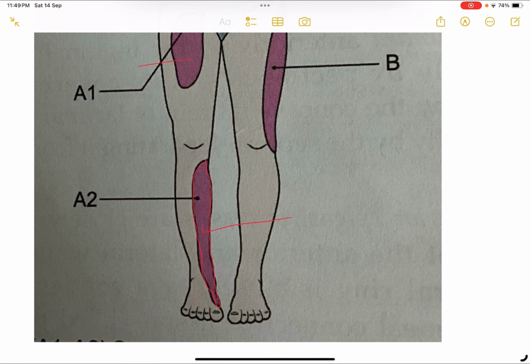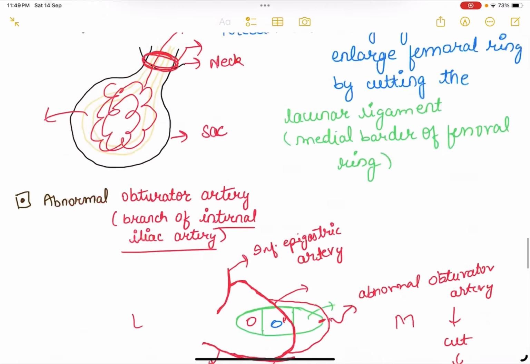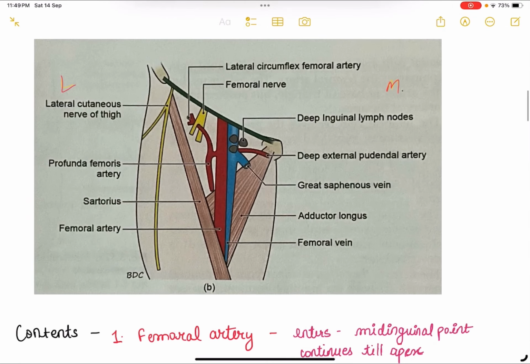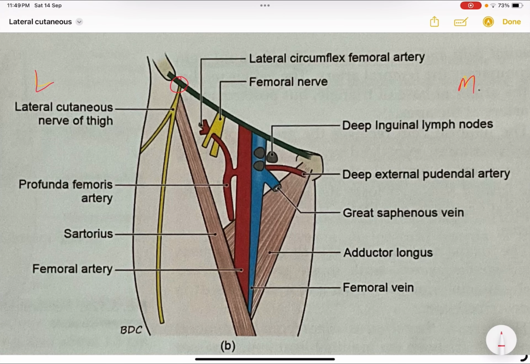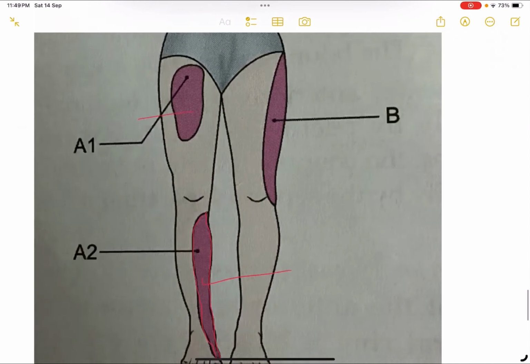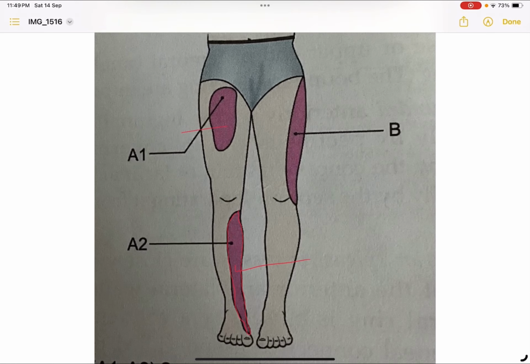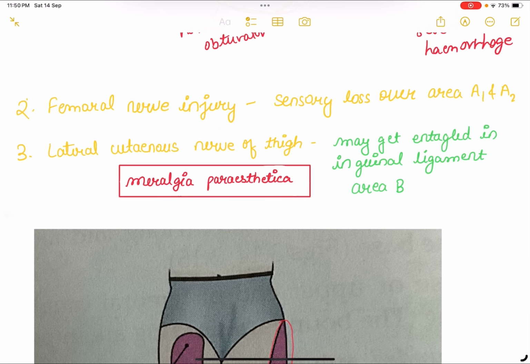Next we have, if there is any damage to the lateral cutaneous nerve of thigh. So how can it get damaged? It may get entangled in the inguinal ligament. Now, in this diagram of the contents, we can see this part. So the lateral cutaneous nerve might get entangled in the inguinal ligament, leading to its compression and damage, due to which sensory loss over the lateral part of the thigh can be seen. Okay. So this is known as meralgia paresthetica.